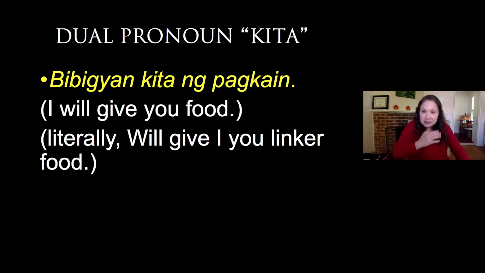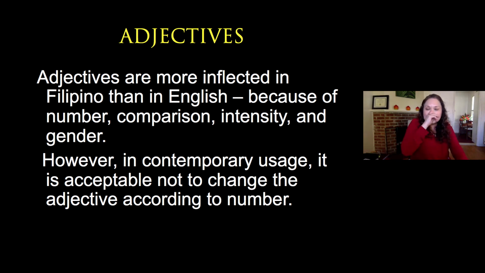Another difference is, as I have mentioned earlier, the dual pronoun kita. Remember, bibigyan kita ng pagkain. I will give you food. Bibigyan ko, will give I you food. Bibigyan kita ng pagkain. Next, adjectives are more inflected in Filipino than in English because of number, comparison, intensity, and gender. However, in contemporary usage, it is acceptable not to change an adjective according to number. People would say magaganda, mababait, but you can just say maganda, mabait. So it's okay.